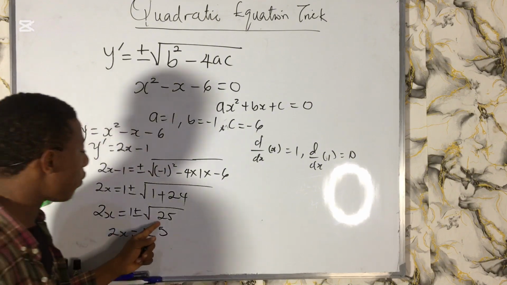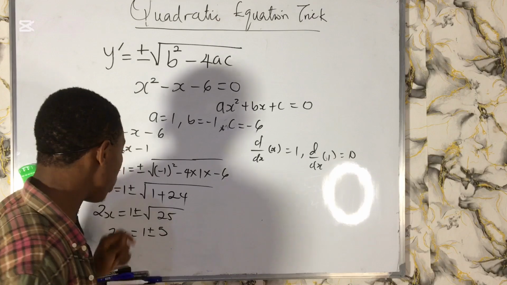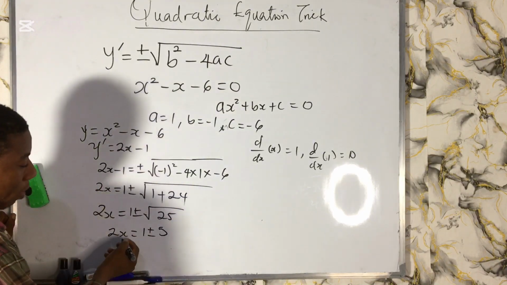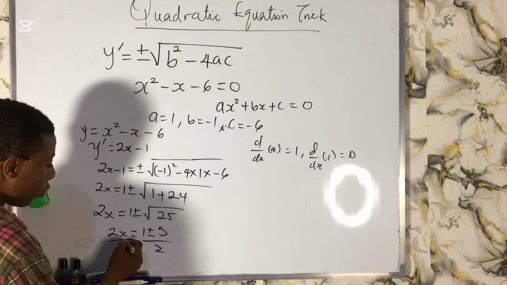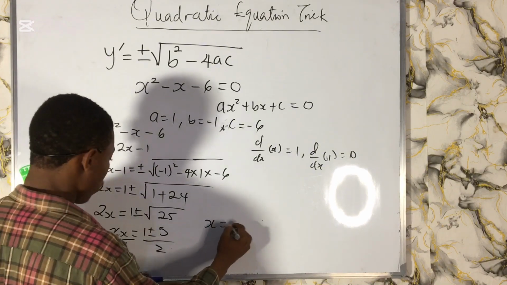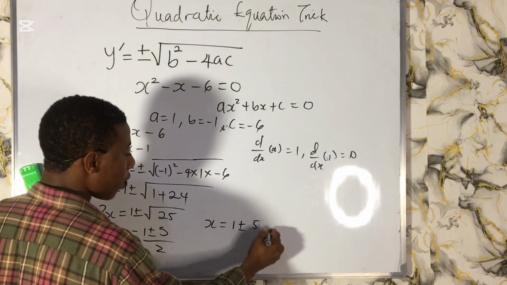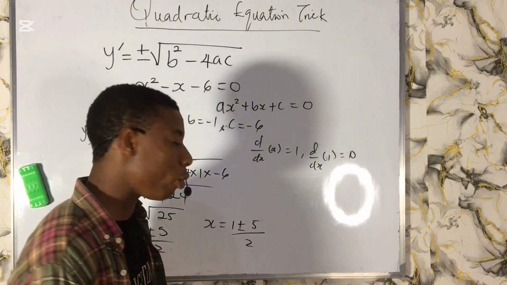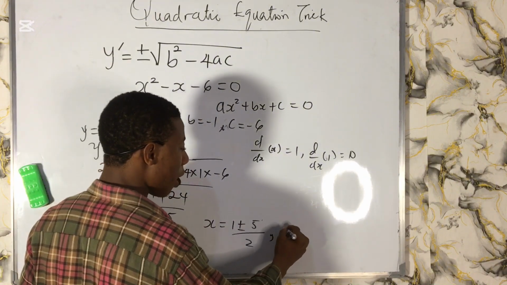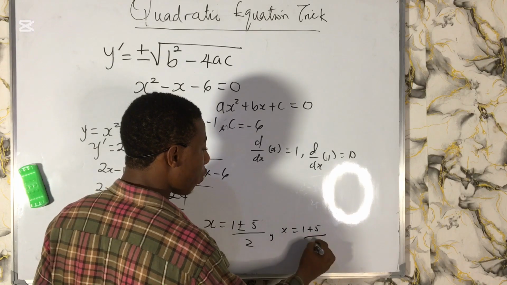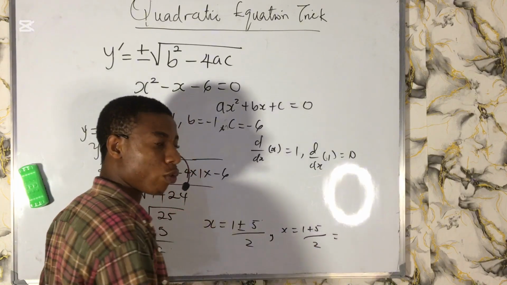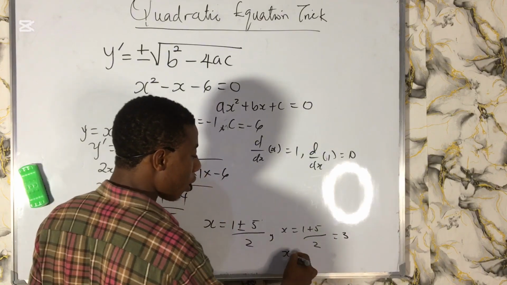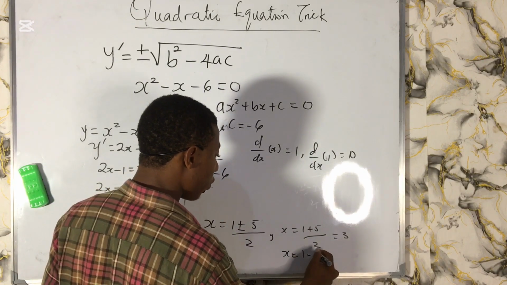And we now say 2x equals 1 plus or minus 5, because the square root of 25 is 5. Next, we divide both sides by 2, and this cancels the 2, so x equals 1 plus or minus 5 over 2. Since we have two signs, we distribute it. So x equals 1 plus 5 over 2, which is 6 divided by 2, which is 3, and also x equals 1 minus 5 over 2.